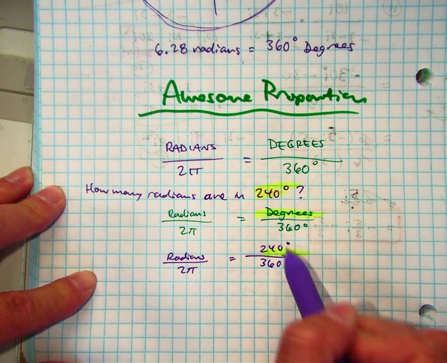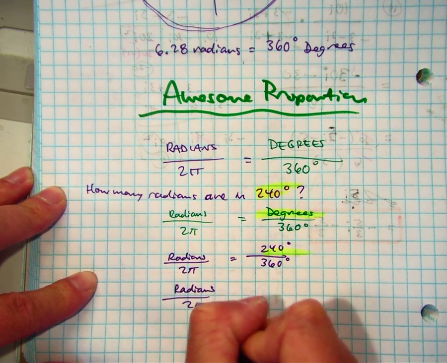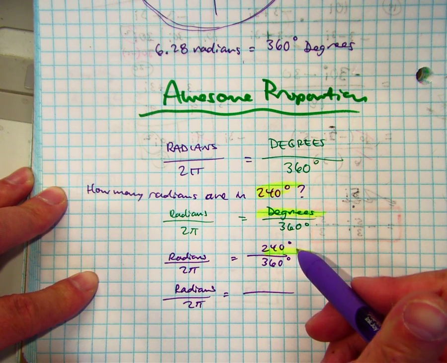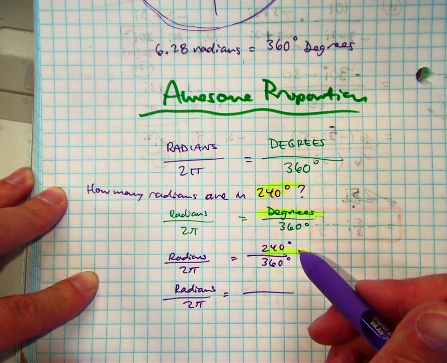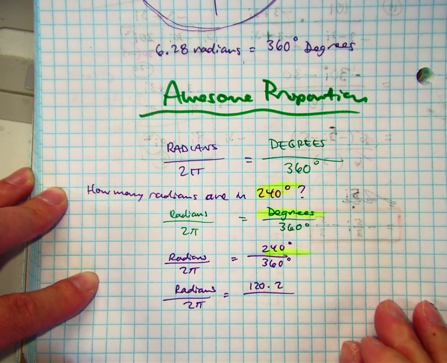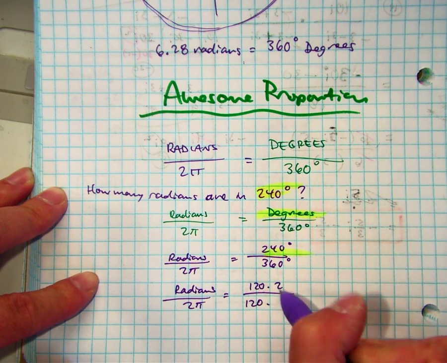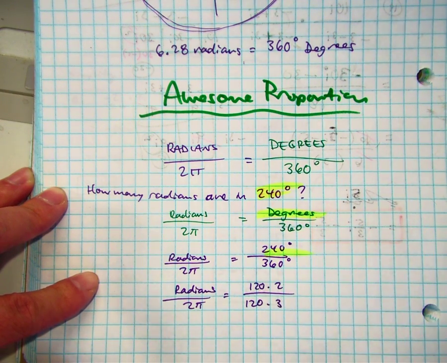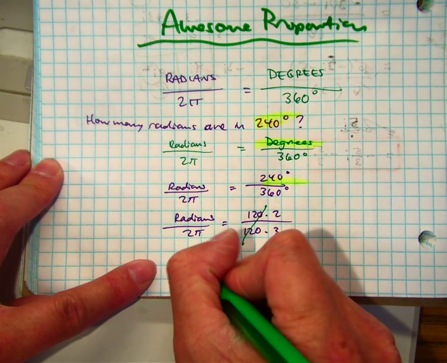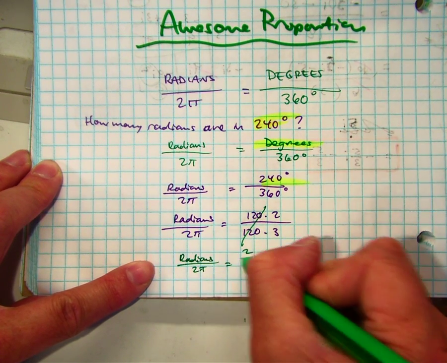Alright, the first thing I'm going to do is I'm going to reduce this. So I have radians over 2 pi equals 240. I'm thinking to myself, what's the greatest common factor? I'm thinking of 120 times 2. And then 360 is 120 times what? 3. I cancel that, and now I'm left with radians over 2 pi equals 2/3.